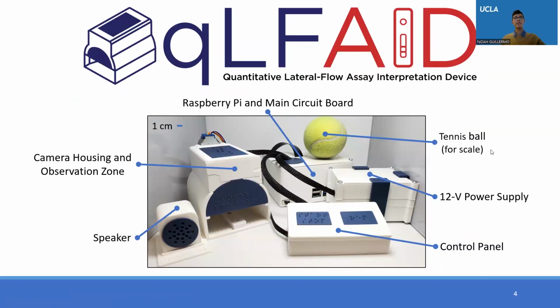Our team, qLFAID from UCLA. To address LFA inaccessibility and the lack of quantitative readout, our team created the Quantitative Lateral Flow Assay Interpretation Device, or qLFAID. The qLFAID is able to analyze any commercial LFA using a neural network that we trained with over 2,500 images. We designed our device with several accessibility features, including tactile and auditory cues that will guide a blind or visually impaired user throughout operation.